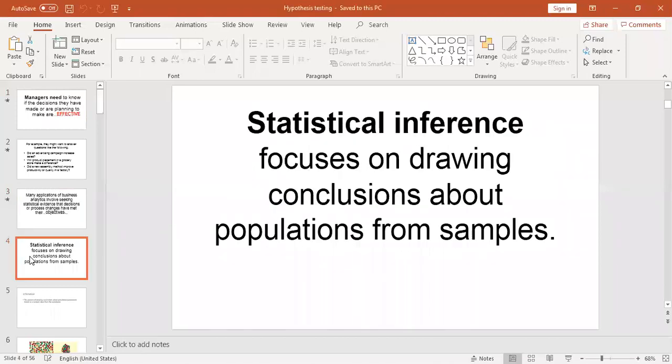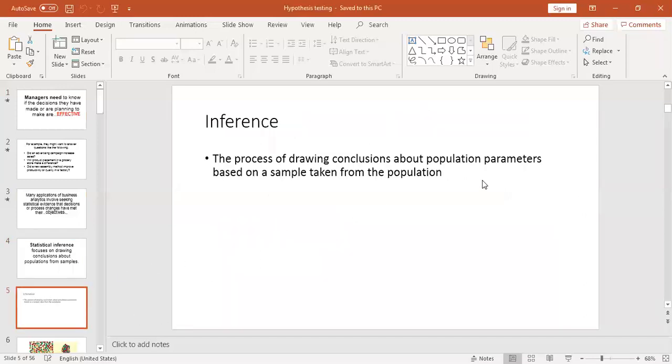So in order to do that, we are going to derive certain statistical inferences. Statistical inference focuses on drawing conclusions about a population from samples. Before going in depth as to what hypothesis testing is, you need to know what is meant by statistical inference. We'll look at what is meant by inference first.